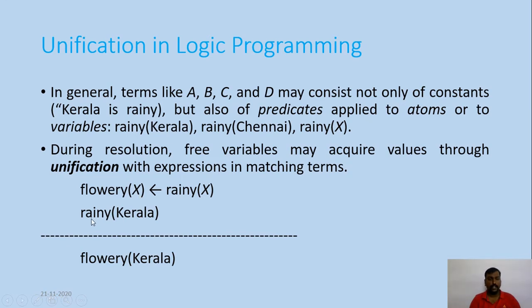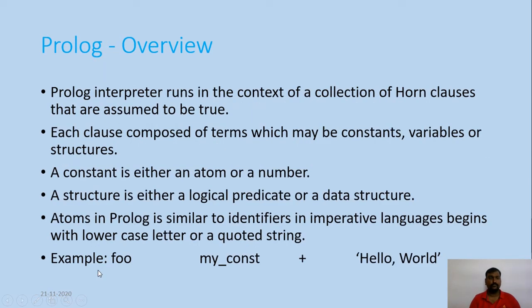So if I write a statement like rainy of Kerala, then automatically it will deduce the new statement Kerala is flowery, because we have already defined that if X is a variable, if X is rainy, then X will be flowery. So if I give a statement like Kerala is rainy, then automatically through unification it will deduce the statement Kerala is flowery. So this is the unification concept in logic programming.